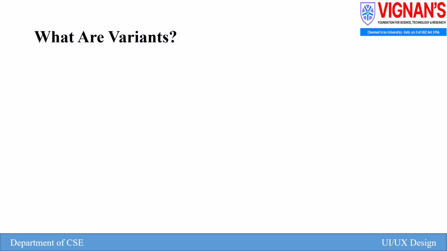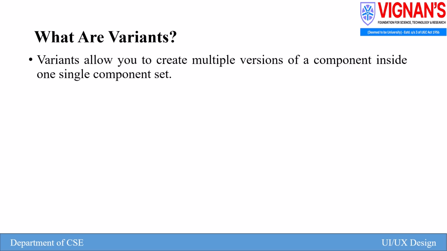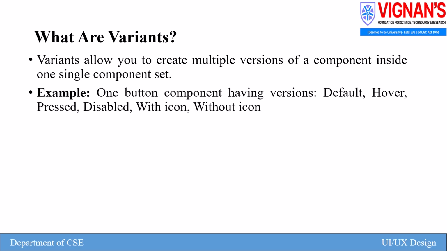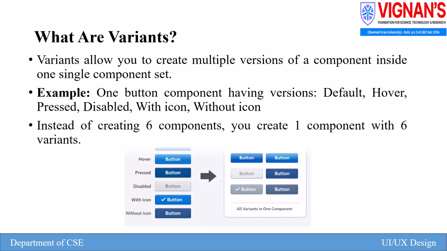What are variants? Variants allow designers to create multiple versions of a component within a single component set. For example, a button component can have different states like default, hover, pressed, disabled, with icon, and without icon. Instead of creating 6 separate components, we can create one component and manage all 6 versions as variants.